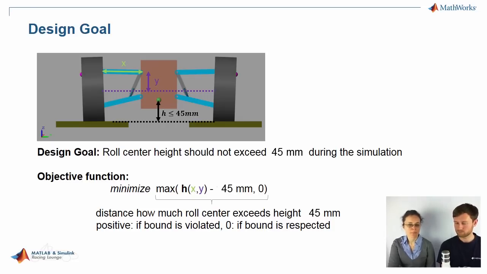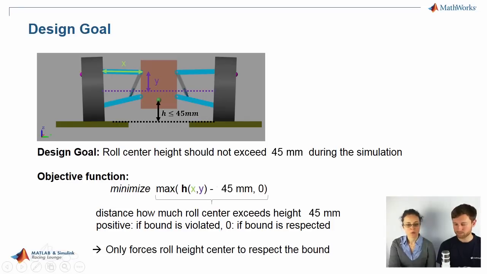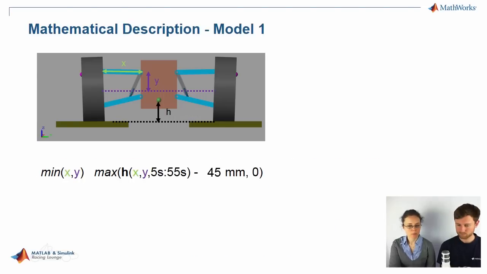So now we have kind of an abstract formulation. This h here we describe as a function because it depends on our design variables, but it actually is only a signal in our simulation. Got it. So this formulation should only force the roll center height to respect the bound, and not to minimize it. Yep. This is the mathematical description, so it's one way to formulate that.